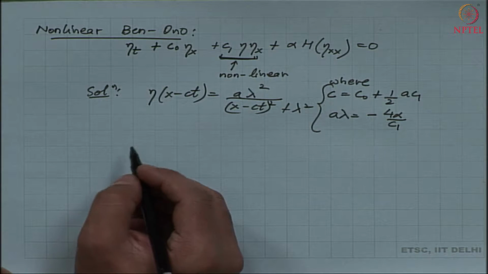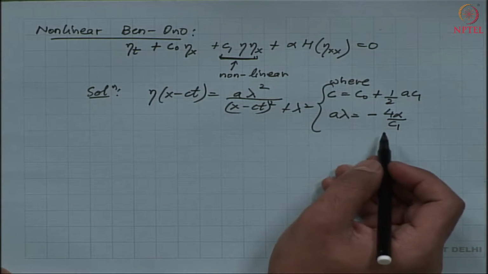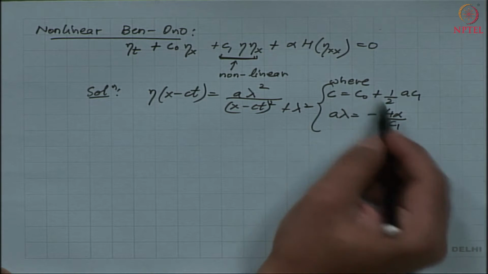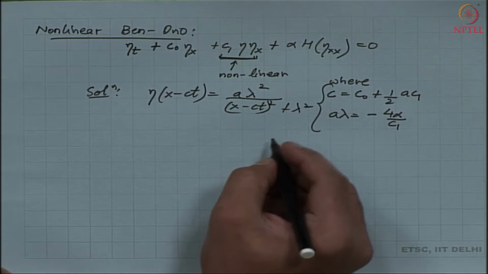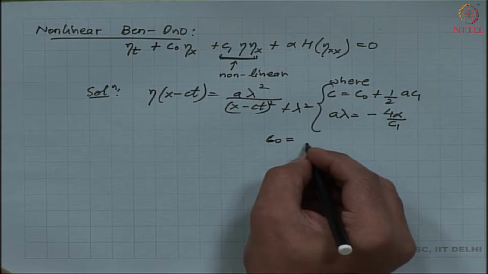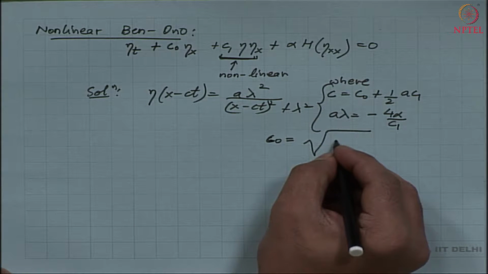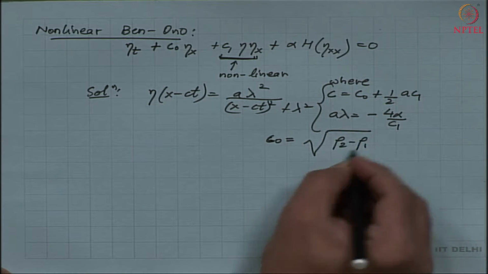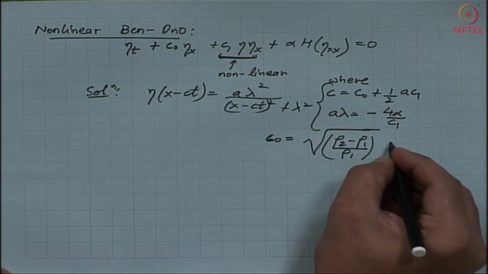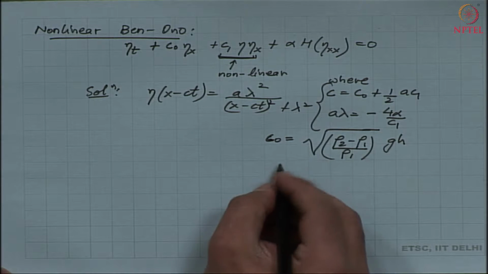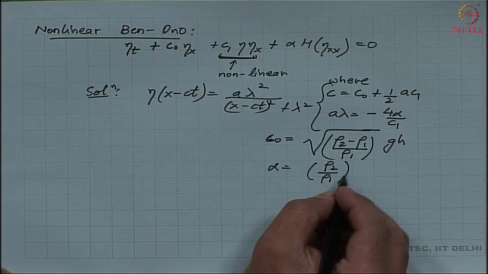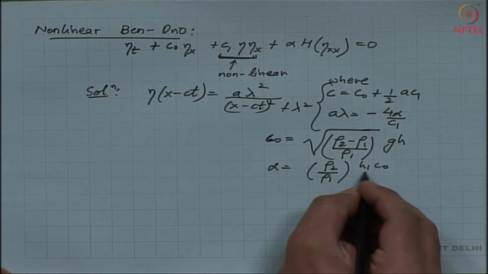So if I come back to my original model, my c naught in terms of my original model is given by this expression. c naught is given in terms of the difference between the two densities as follows. So this is the square root of this expression times g h, and alpha is rho 2 by rho 1 times h 1 c naught by 2.